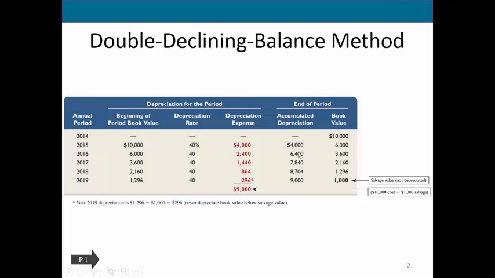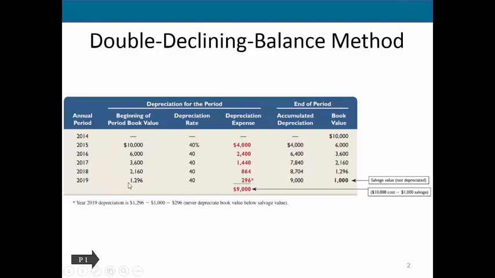Then our accumulated depreciation at the end of year 2016 is going to be the sum of the two previous years. So we would have accumulated depreciation of $6,400. And then you'll see that's where we get that beginning book value for year 2017. It's $10,000 minus all of that accumulated depreciation. So as we move forward, this is how we complete our calculations.